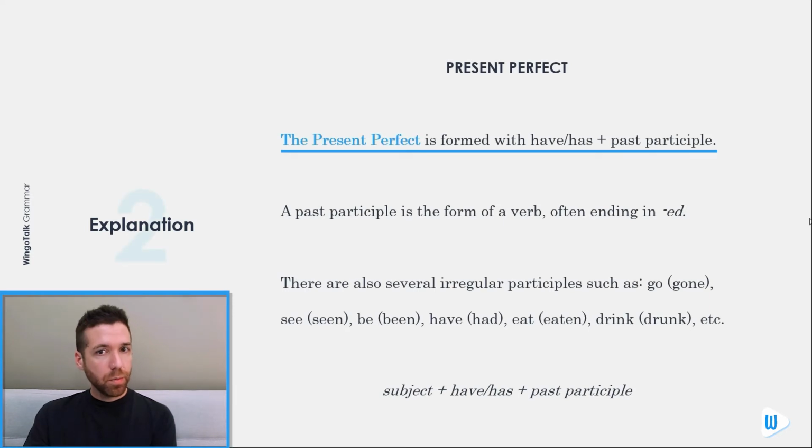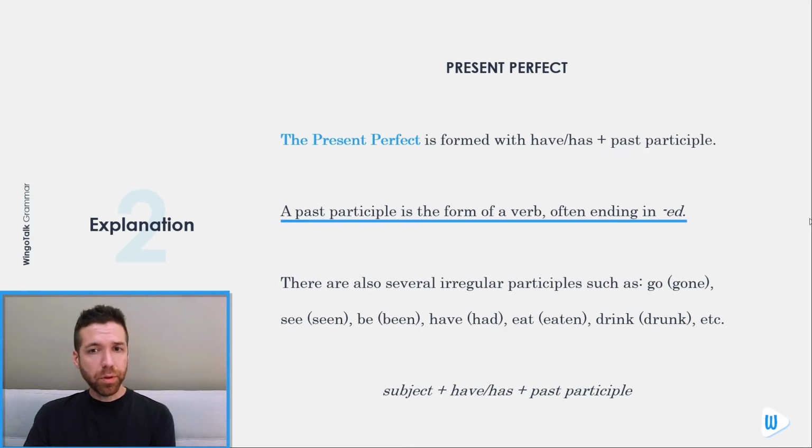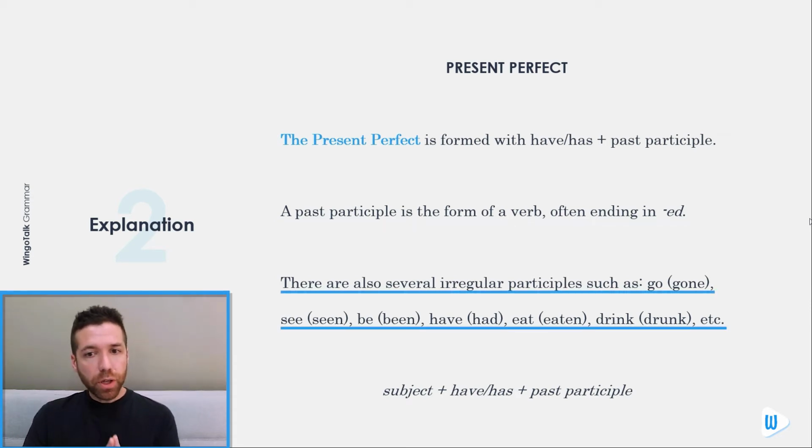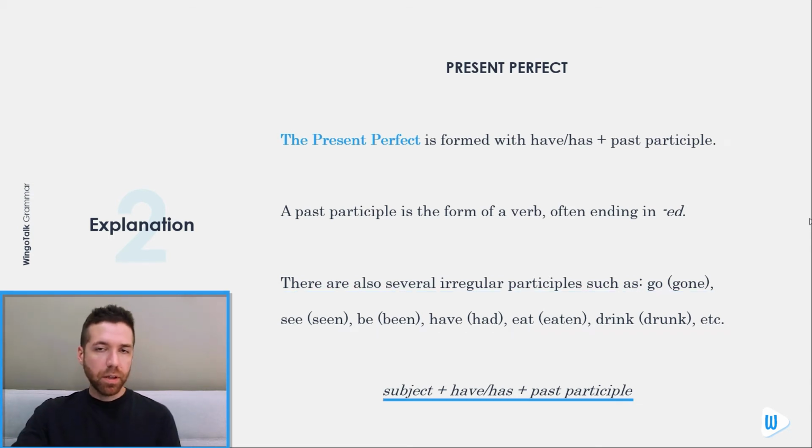Present perfect. The present perfect is formed with have or has plus past participle. The past participle is the form of a verb often ending in ed. There are also several irregular participles such as go to gone, see to seen, be to been, have to had, eat to eaten, and drink to drunk. The form is subject plus have or has and past participle.